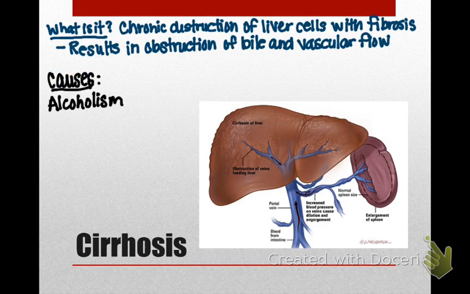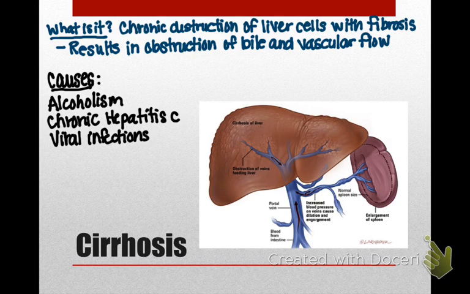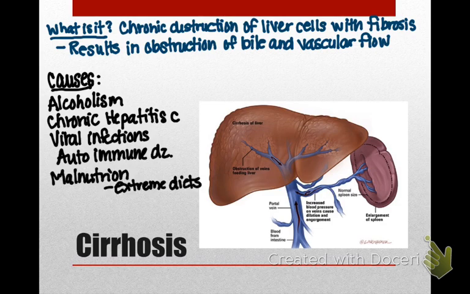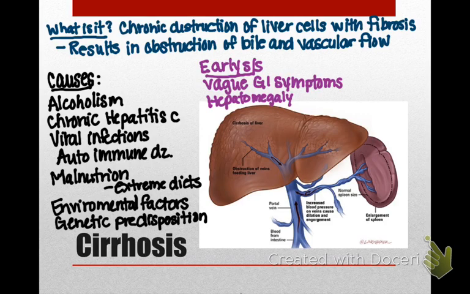What are some causes? What makes this happen? Well, alcoholism, for sure. Chronic hepatitis C. Viral infections. Autoimmune disease. Malnutrition, so extreme diets can cause this. Didn't know that, did you? Extreme diets. Sometimes environmental factors can cause cirrhosis, genetic predisposition. So all of these things can cause cirrhosis. So when you're taking care of that patient in the hospital with cirrhosis, don't just automatically assume that they're an alcoholic. Because they're not always.